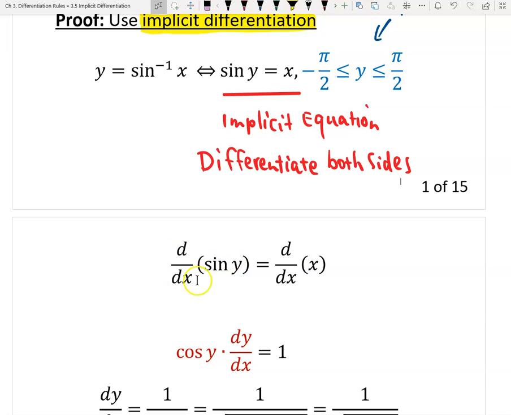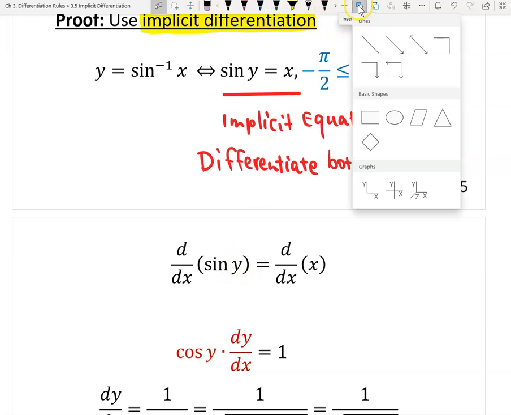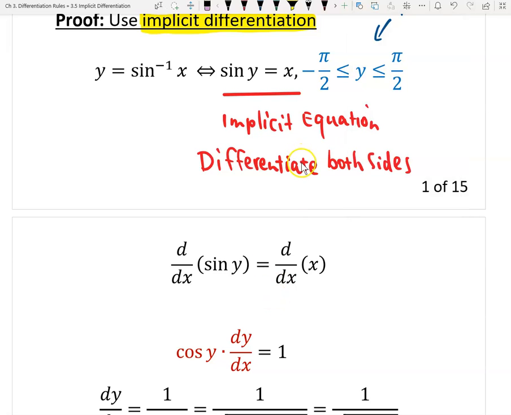What do we do for this term? Of course, this is a composite function. The outer function is sine, and the inner function u equals y, because y is a function of x. So we have to use the chain rule. This is a composite function. How to do the chain rule? The most popular, the most important tool for us.